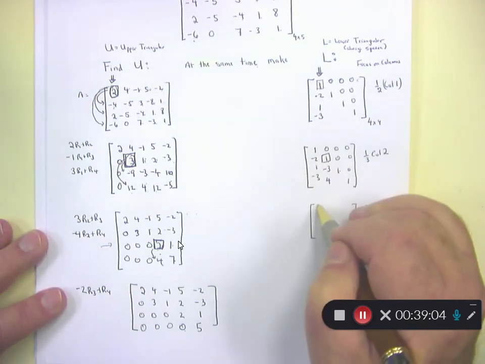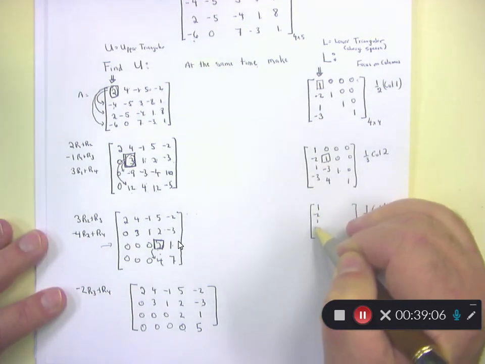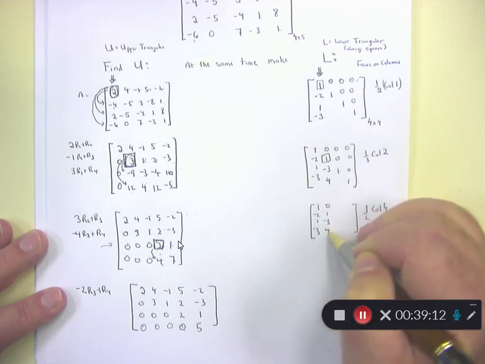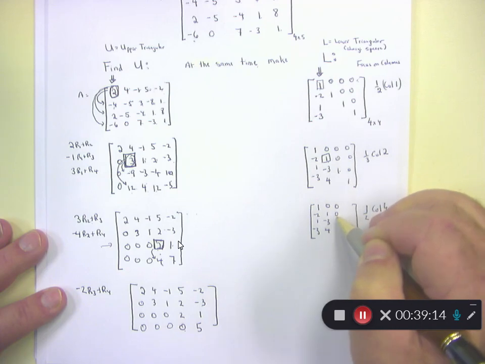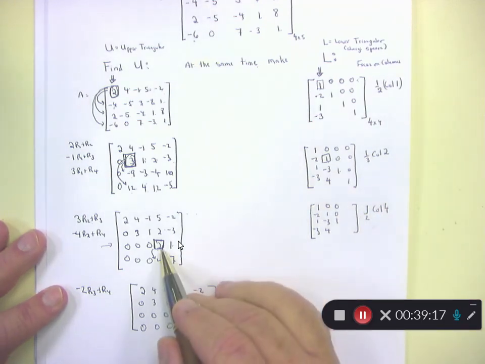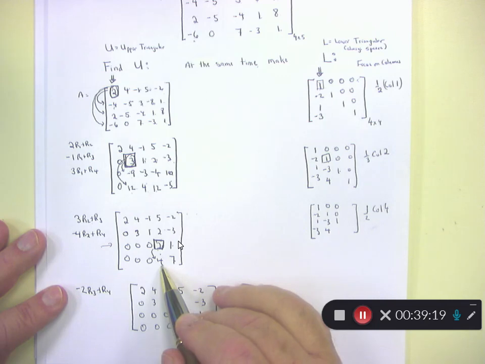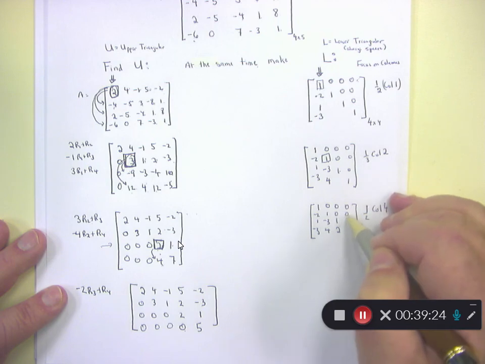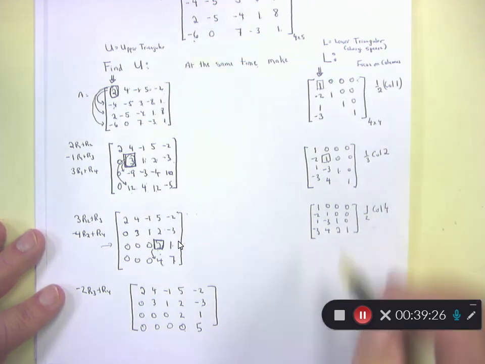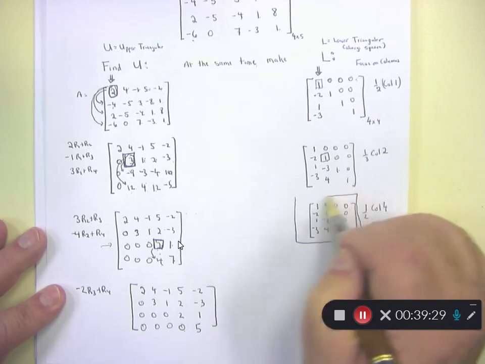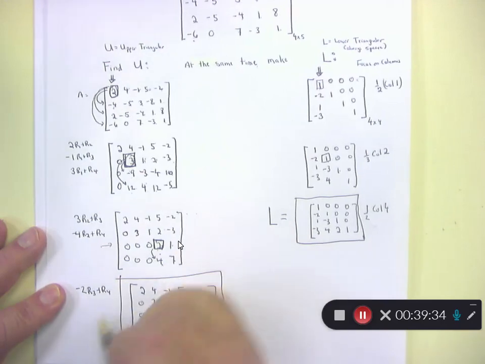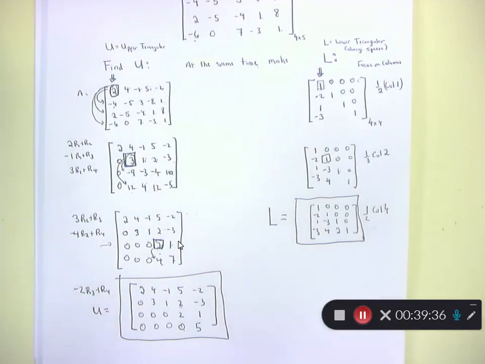So this stays the same. 1, negative 2, 1, negative 3. This is 0, 1, negative 3, 4. 0, 0, 1. You want this to be a 1, so you multiply by 1/2. You got to do the same thing with this column. 1/2 of 4 is 2. And the last column is always the same. 0, 0, 0, 1. And you just got them. This is the L matrix. And this one here is the U matrix. And you did your LU factorization.